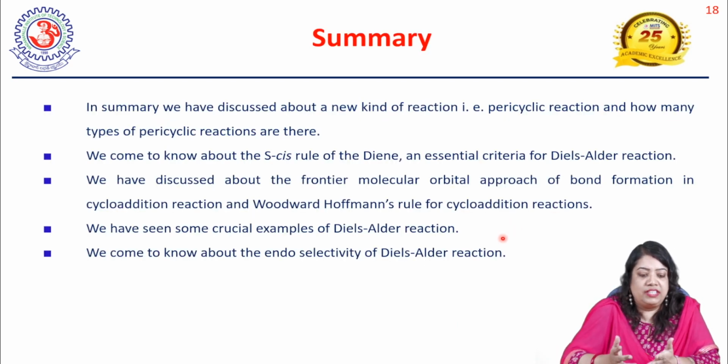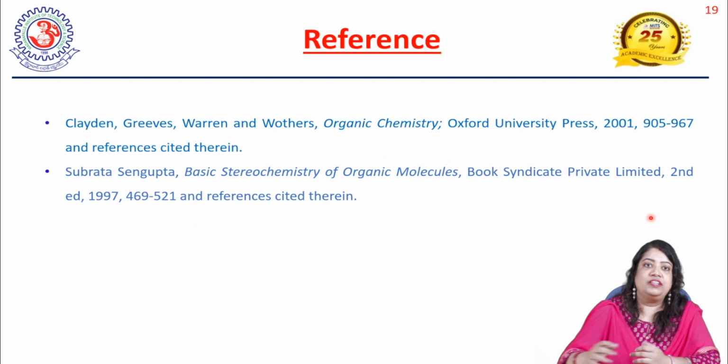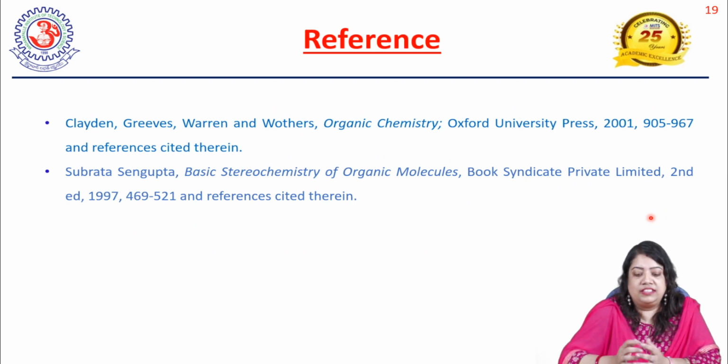So, in summary, we have discussed a new kind of reaction, that is pericyclic reaction, and how many types of pericyclic reactions there are. We came to know about the s-cis rule of diene, an essential criterion for the Diels-Alder reaction. We have discussed the frontier molecular orbital approach of bond formation in cycloaddition reactions and the Woodward-Hoffmann rule. And we have also discussed some classic examples of Diels-Alder reactions, and lastly, we have discussed the endo selectivity in the Diels-Alder reaction. So, I am going to finish my lecture here itself.